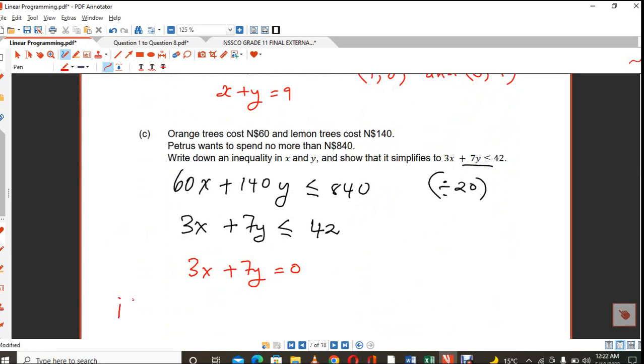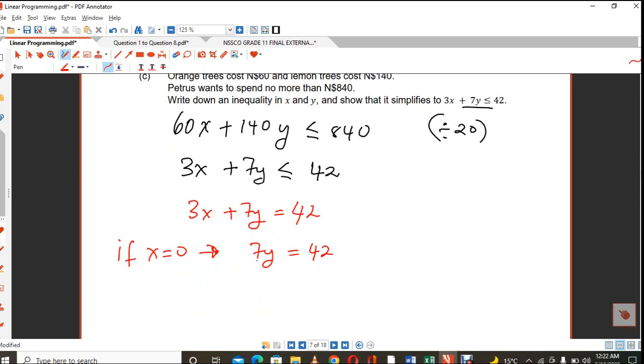If x equals to 0, that means you have 7y. This is supposed to be 42 on the side. So let's just get that in there. So 7y equals to 42. You know, the 3x, 3 times 0.